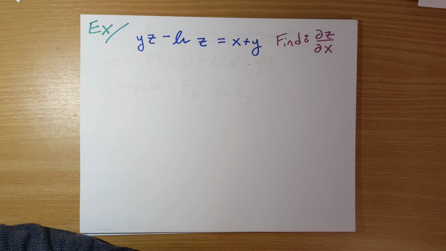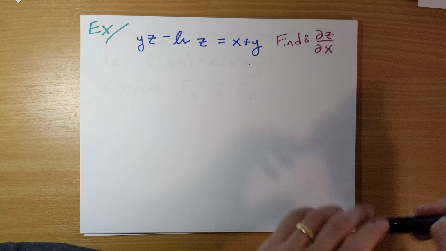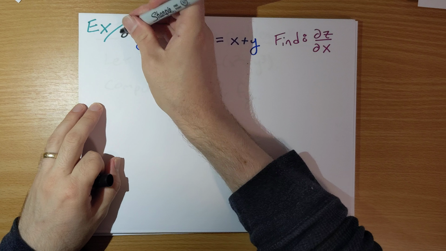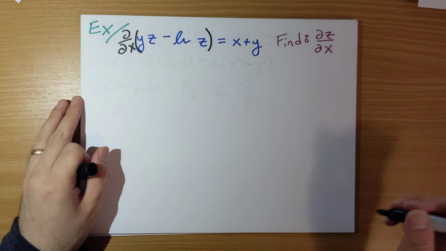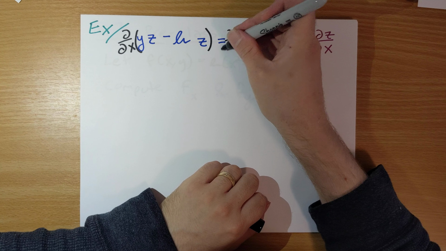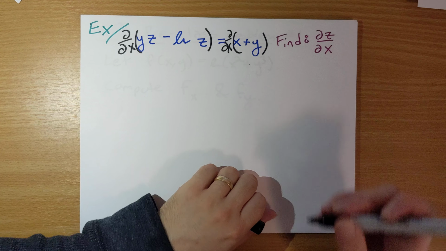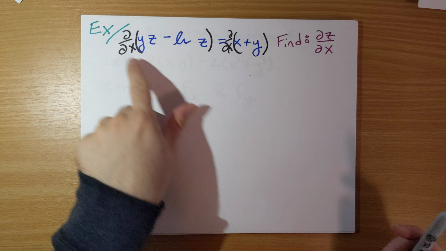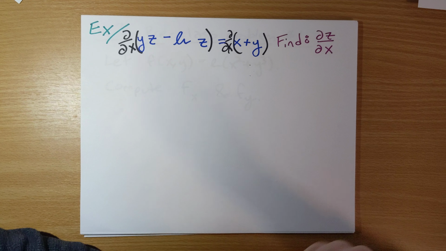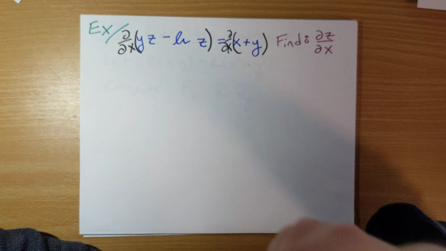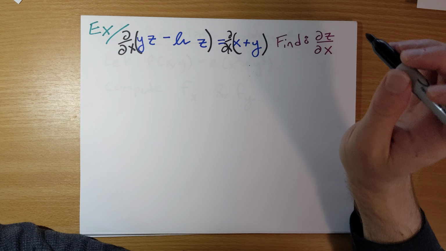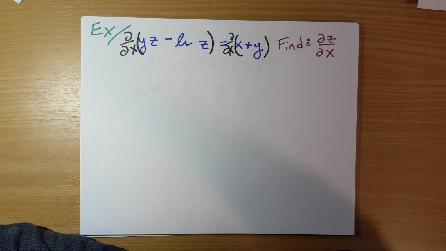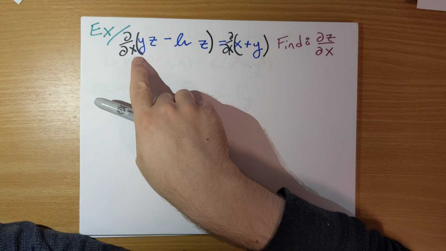So what we're going to do then is, just like we would do in Calculus 1, take the derivative with respect to x of both sides. But now it's a partial derivative, not just a normal d by dx, but the partial derivative with respect to x. Okay, and so let's see what we have here.